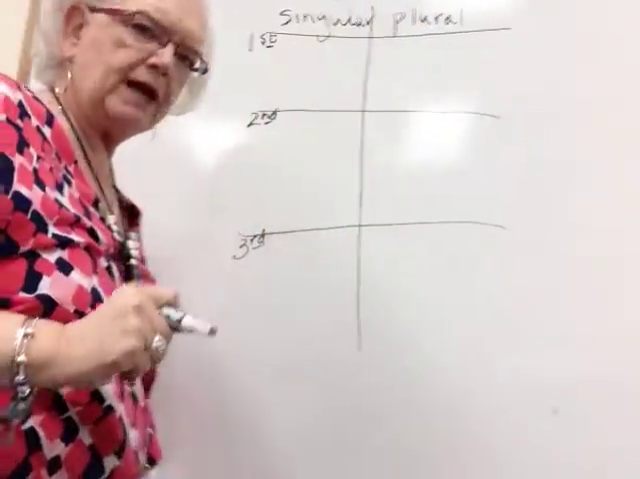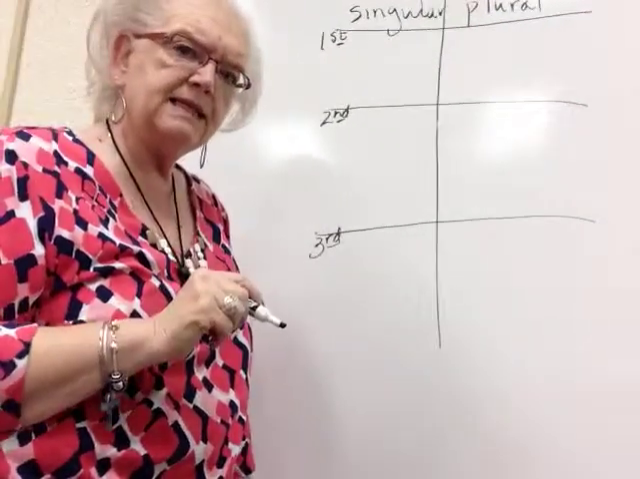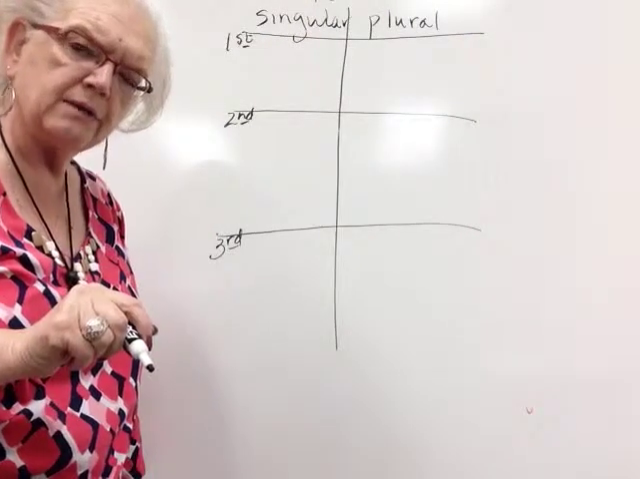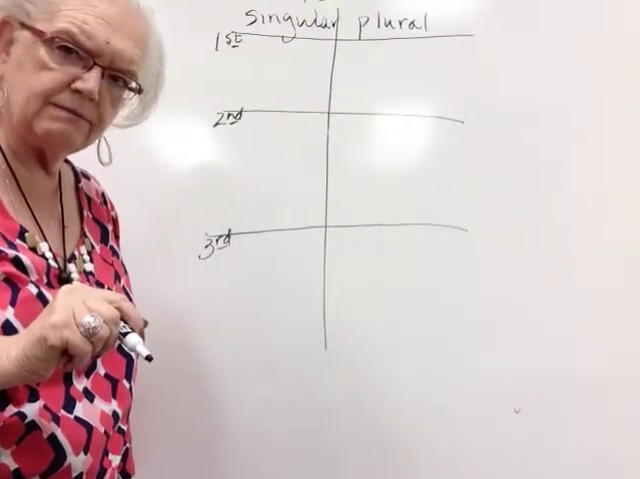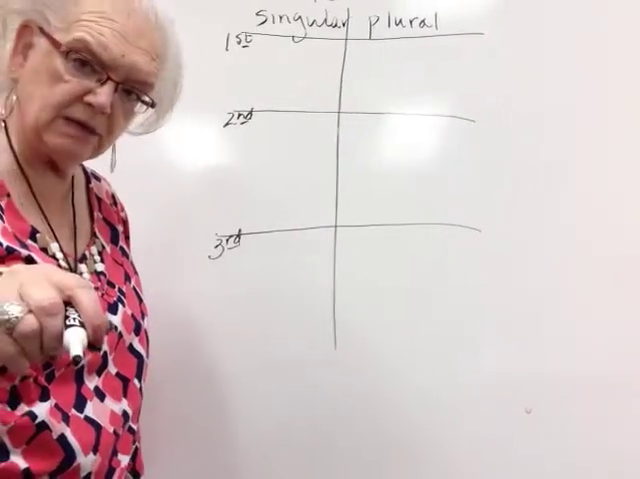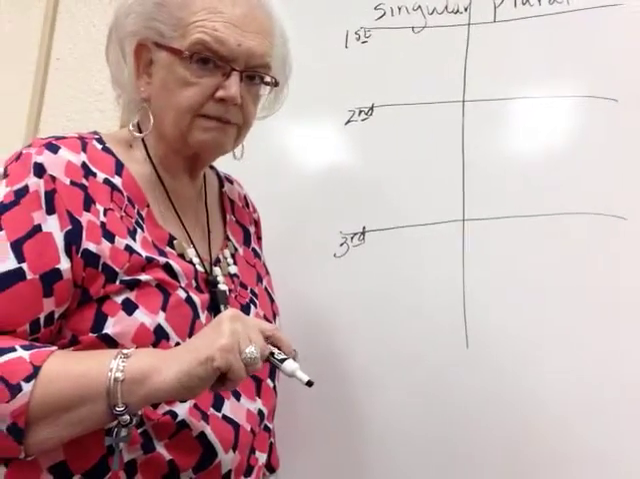Possessive case pronouns don't get apostrophes. Possessive personal pronouns don't get apostrophes. Possessive case nouns get apostrophes, but not the personal pronouns.